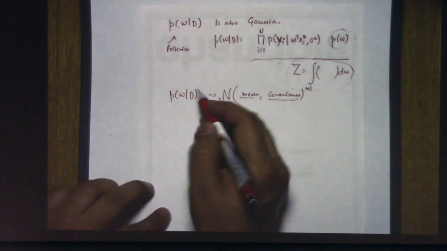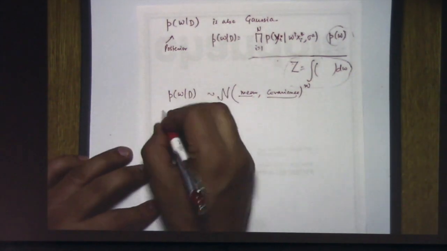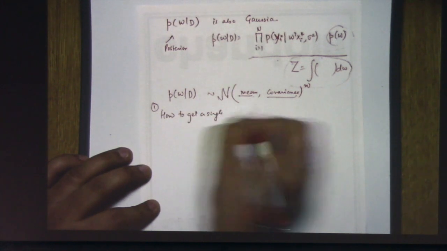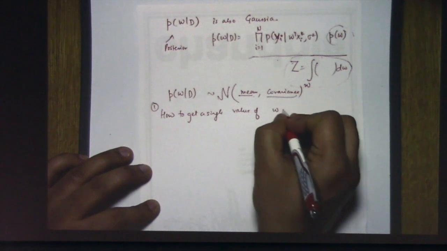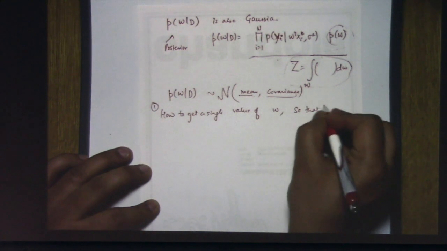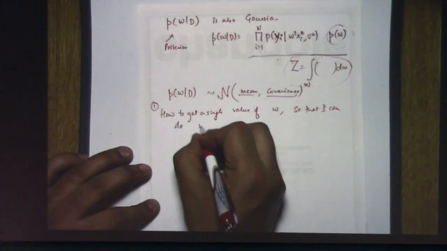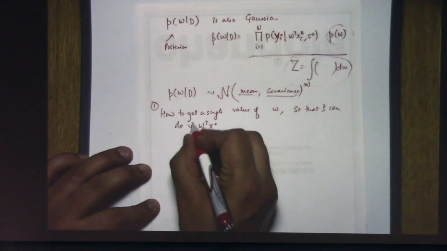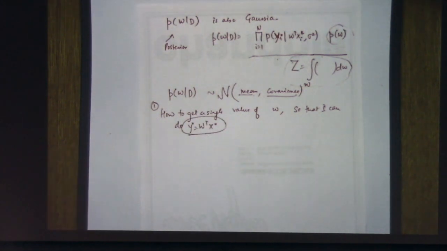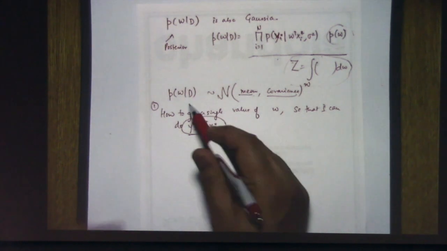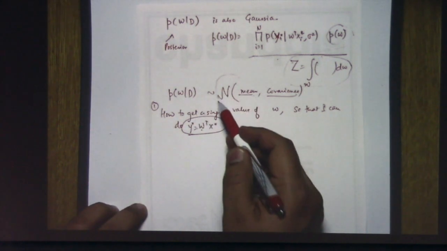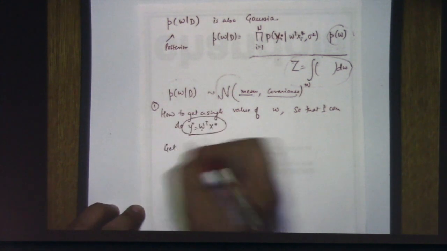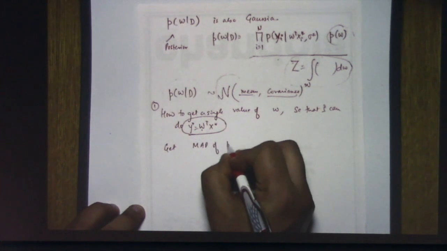Now the next question is, how do I get one value of W to use? So question number 1: how to get a single value of W, so that when some new X comes, I can compute Y star equal to W transpose X star. So I need a single value of W. To do that, we can say, let's get the W that maximizes this posterior. So get the MAP of P(W given D).